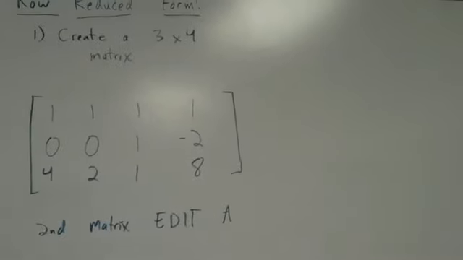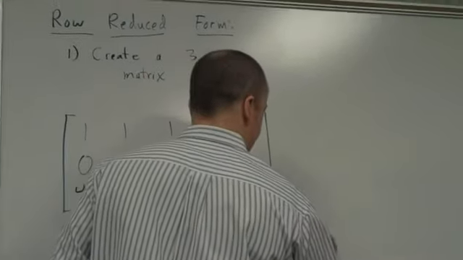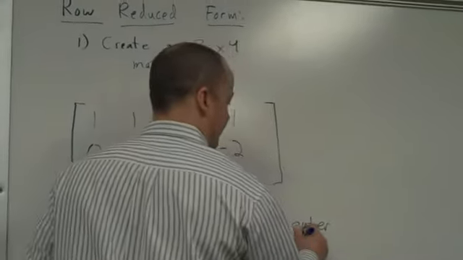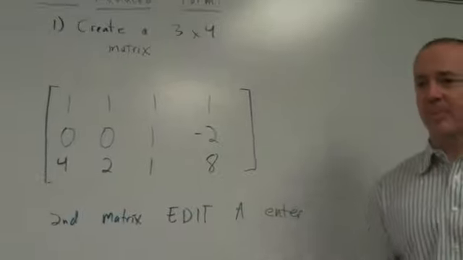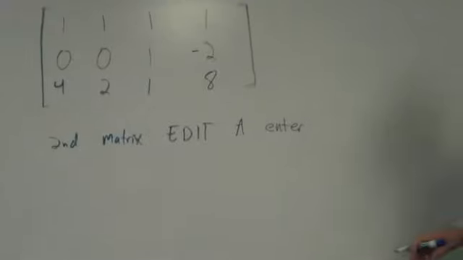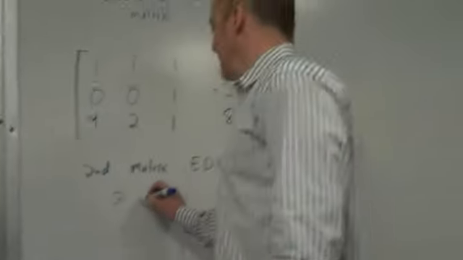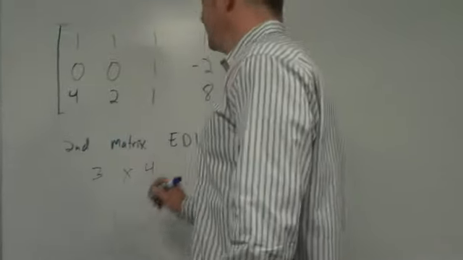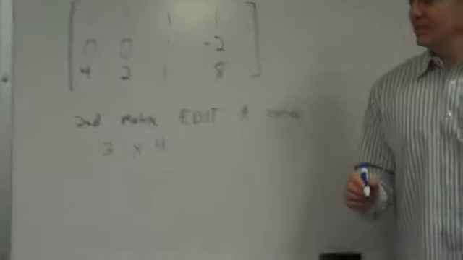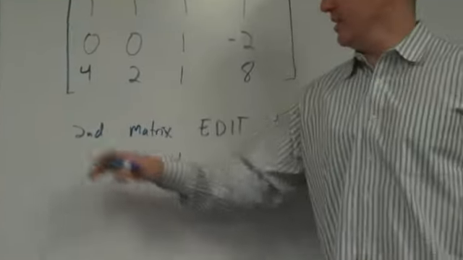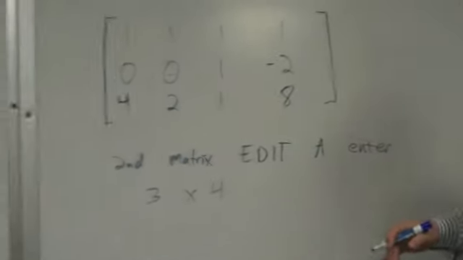I should put this instruction up here. Enter. Okay? Now, what you need to do, you hit 3, enter, by 4. I'm not going to write all the enters, please, if you don't mind. So after you hit these buttons, second matrix, edit A, enter.